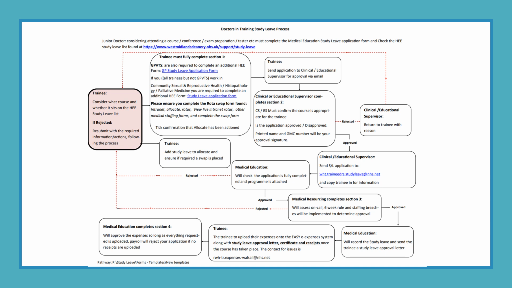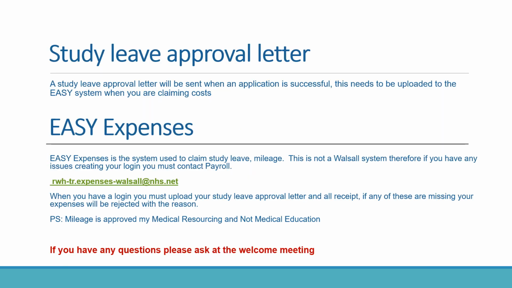So if it isn't rejected and Allocate is all good, it goes to green, and that's where medical education then will send you an approval letter. The approval letter needs to be uploaded like mentioned earlier, and it will tell you how much we've agreed to pay, which most of the time is all of it, but if it isn't, it will tell you what we're agreeing to pay.